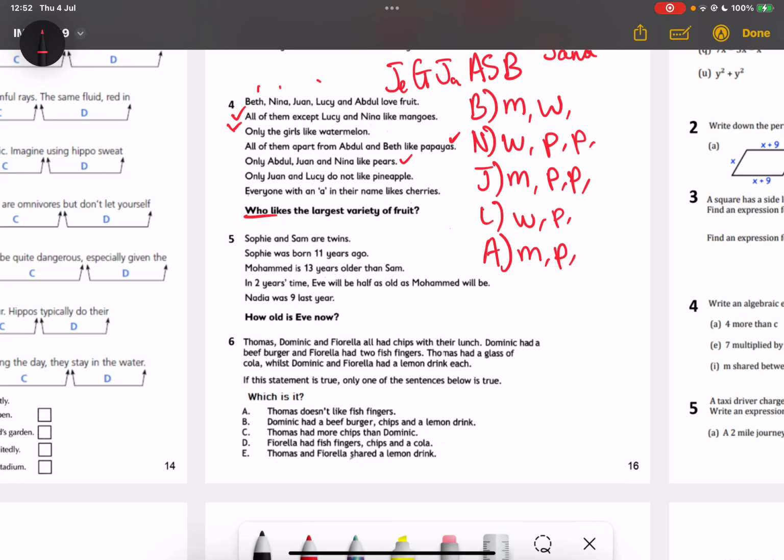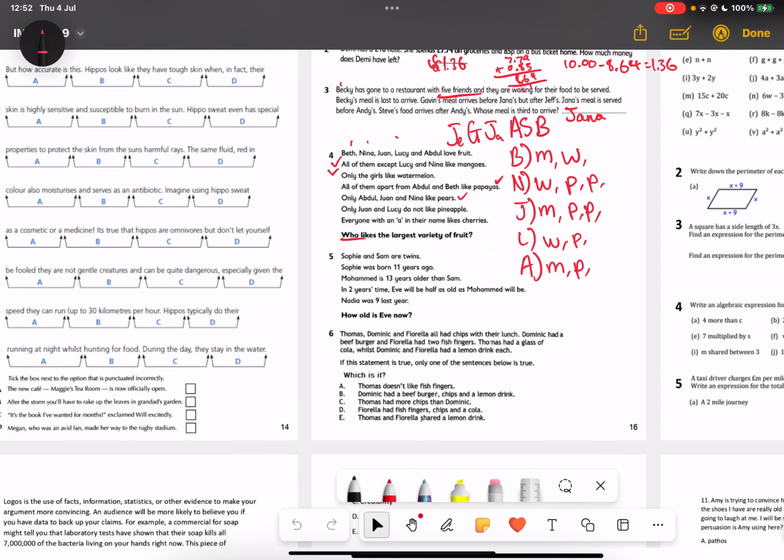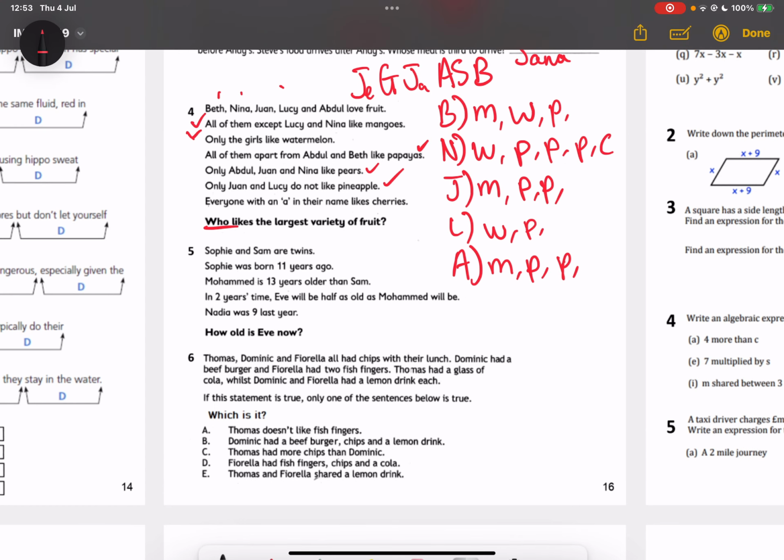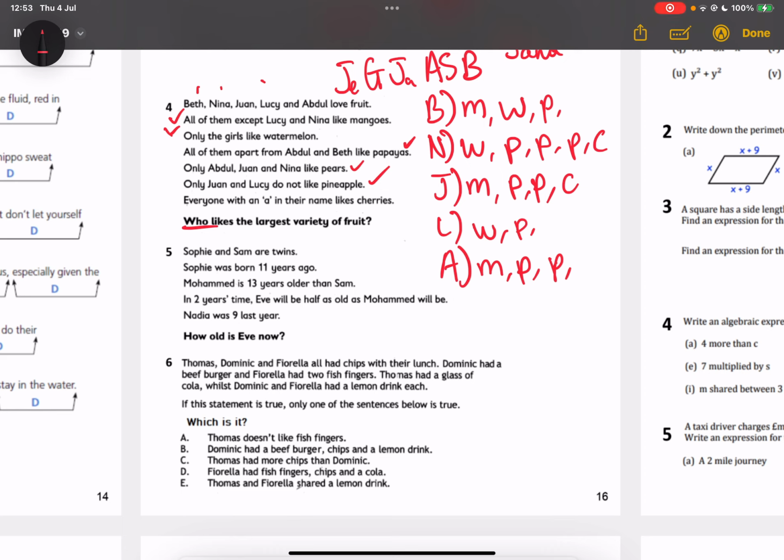And then only Juan and Lucy do not like pineapple. So Juan and Lucy do not like it. So everyone except for them. So it's going to be Beth, Nina, not Juan, not Lucy, but Abdul. And then everyone with an A in their name likes cherries. So Beth, no. Nina, yes. Juan, yes. Lucy, no. And Abdul, yes.